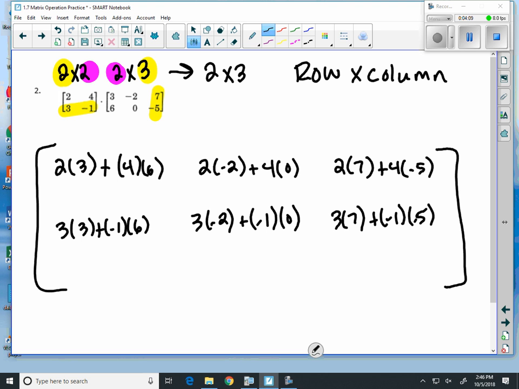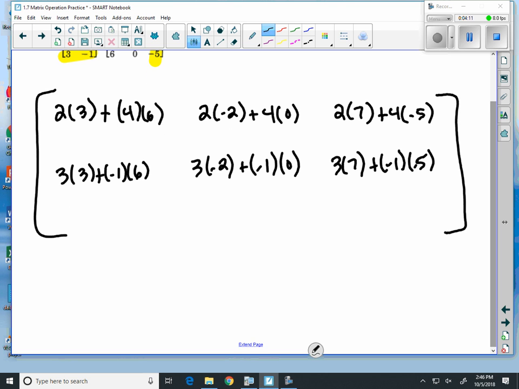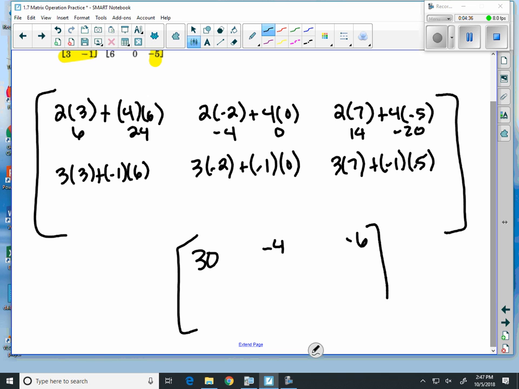Once you have those all written out, you are welcome to use your calculator to get the final answers. I'm going to go through them by hand just to show you, but you can put each of these into your calculators to get the answer. So here we would have 6 plus 24, which is 30. Here we would have -4 plus 0, which is -4. 14 minus 20, -6.